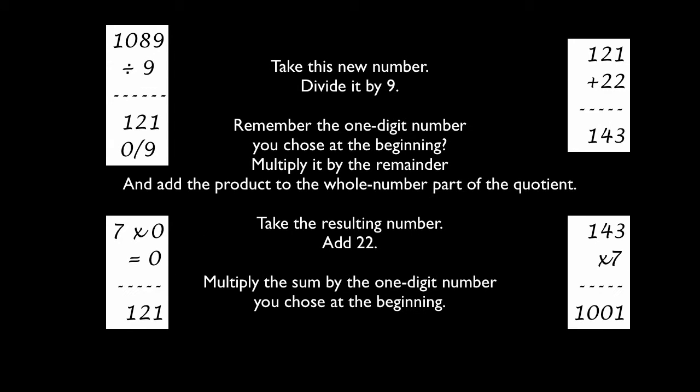Take this new number. Divide it by 9. Remember the one-digit number you chose at the beginning? Multiply it by the remainder and add the product to the whole number part of the quotient. Take the resulting number. Add 22. Multiply the sum by the one-digit number you chose at the beginning.